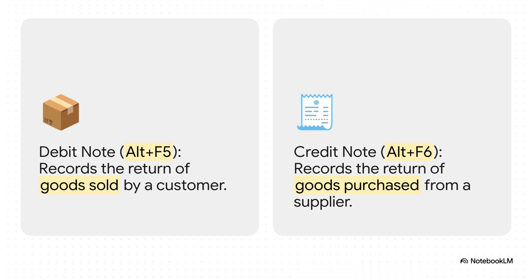And that same logic extends to the slightly more complex stuff too. The function keys can be modified. So to handle returns, you just add the Alt key. Alt plus F5 gets you a debit note for when a customer returns goods to you. Alt plus F6 creates a credit note for goods that you return to a supplier. It's simple, it's intuitive, and it is unbelievably fast.